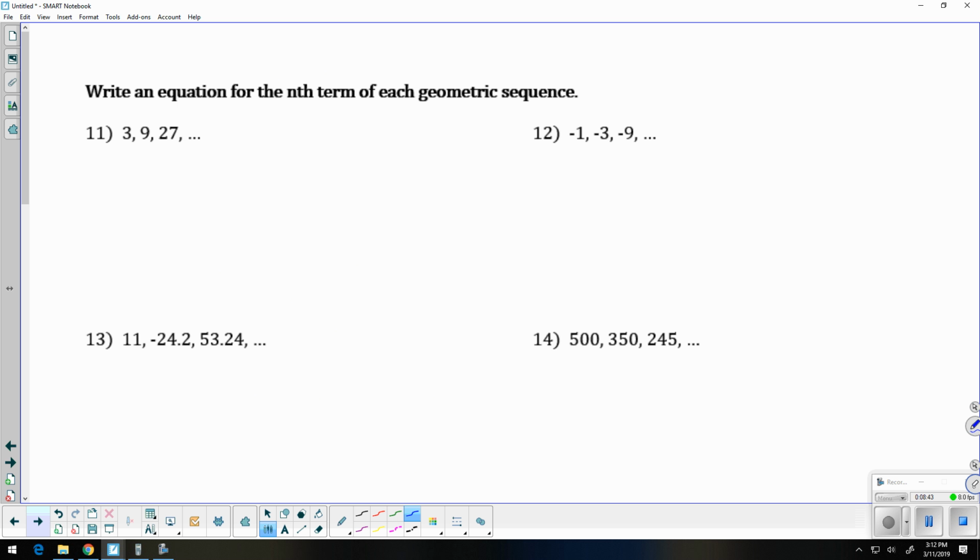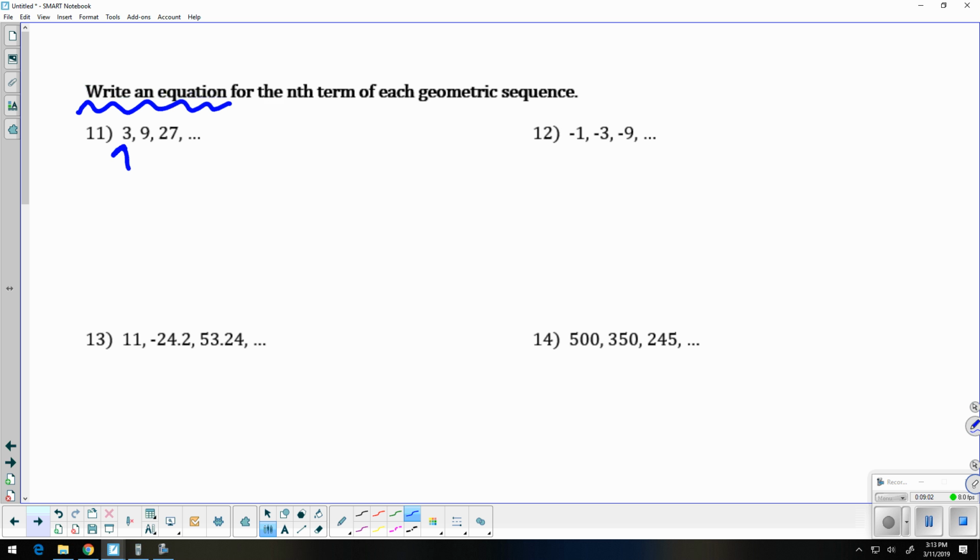Next page. What do these examples say? It says that you have to write an equation for the nth term of each geometric sequence. So again, we're trying to write an equation. Our answer itself is going to be an equation. Okay? So identify what you know. Just by looking at the sequence, what do we know by looking at it?